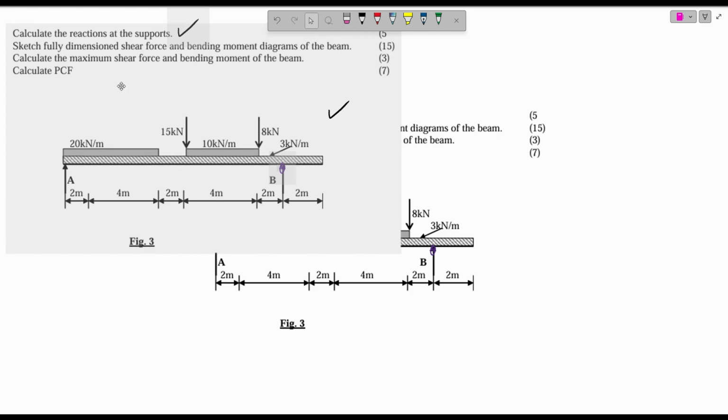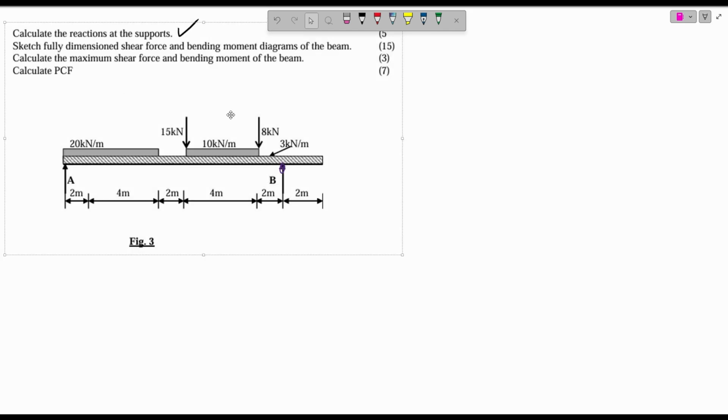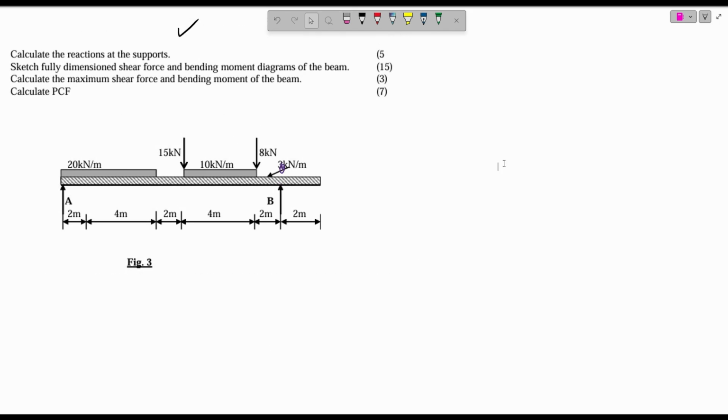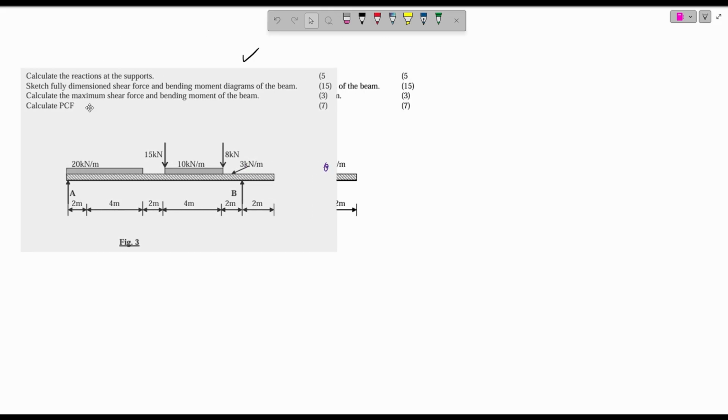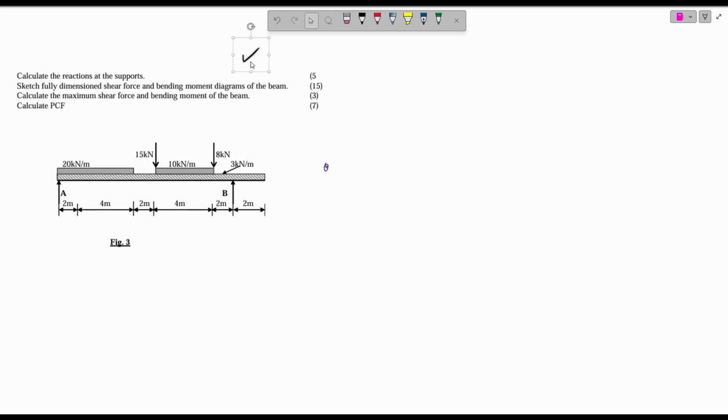Let's start with our reactions as usual. The beam. Okay, so for our reactions, we're going to use sum of forces, sum of moments, and then we're going to use sum of forces to check our answer. So to find our RB, we're going to take our moments at A, clockwise positive, equals 0.